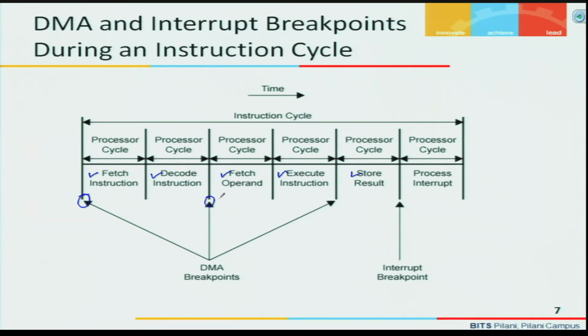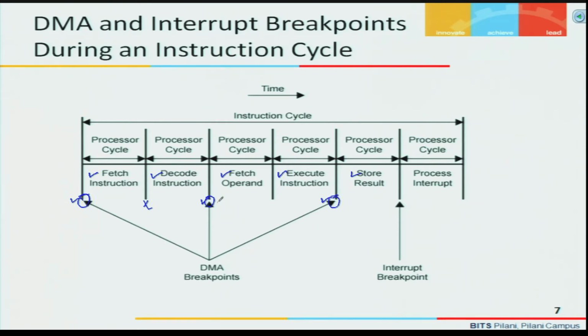Decoding the instruction is not required memory access, so that is why it is not there. Before fetching the operand, this is the one point where the DMA can steal one cycle. This is another point where the DMA can steal the cycle, and this is the third point, just before storing the result. For storing the result, the processor also requires the buses. So via the bus it will store the result in the memory. So just before this cycle, this is the third place where the DMA can steal one cycle from the processor.